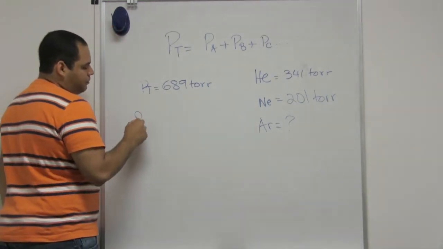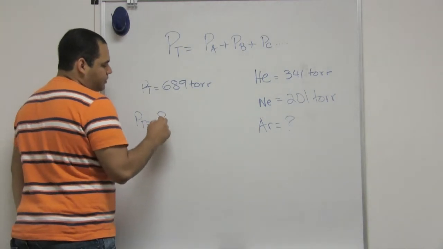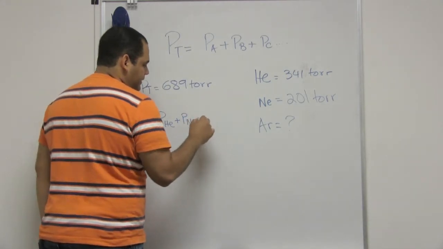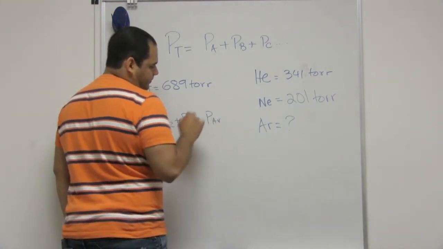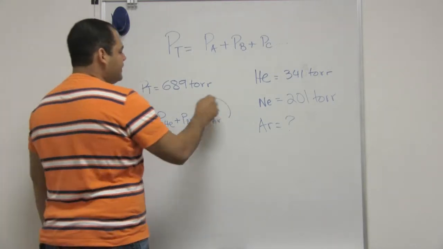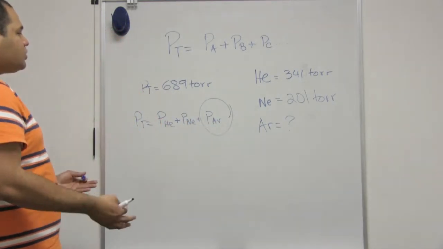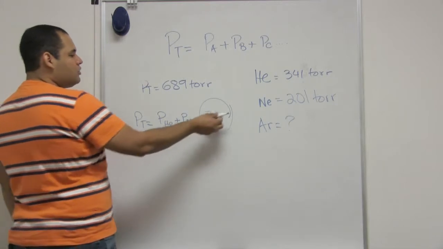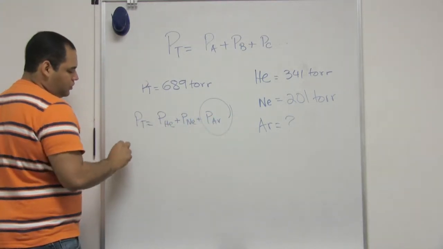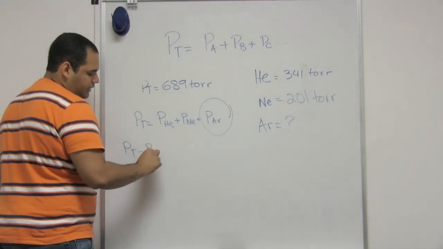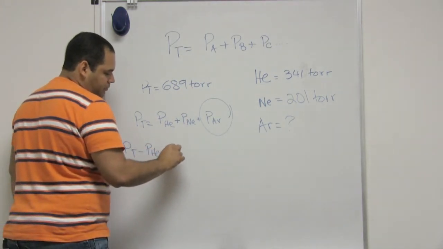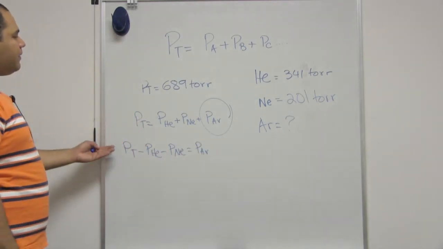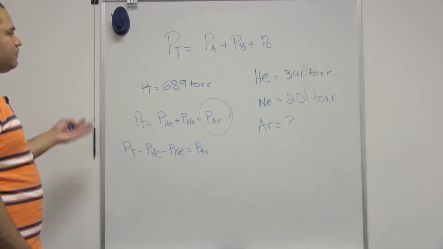So I know that the total pressure will be equal to the partial pressure of helium plus the partial pressure of neon plus the partial pressure of argon. I want to find this one, so I solve my equation for that particular partial pressure. I can subtract from both sides, so the total minus the partial pressure of helium minus the partial pressure of neon gives me the partial pressure of argon. Now that I have solved my equation for the partial pressure I'm looking for, I just plug in the numbers.